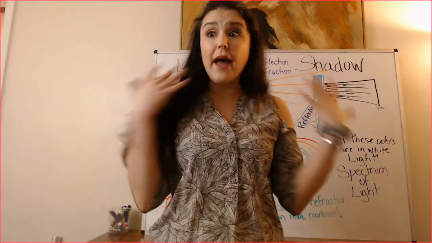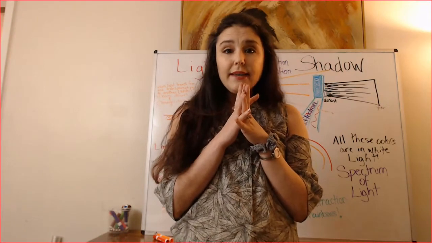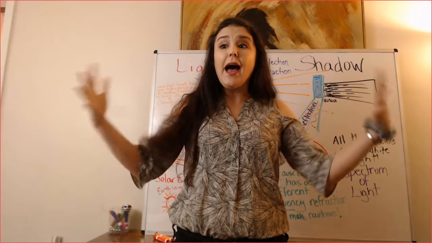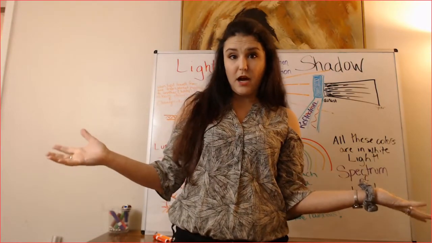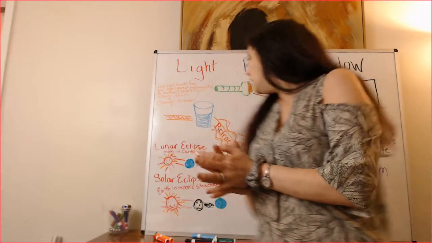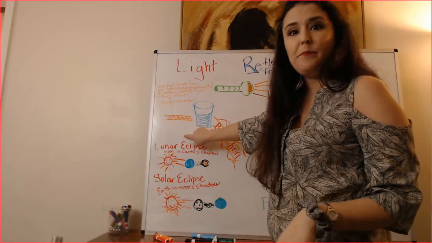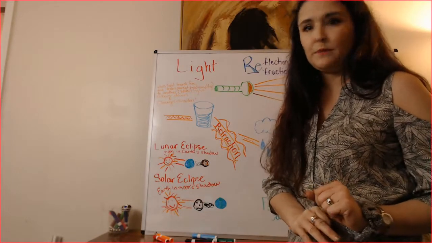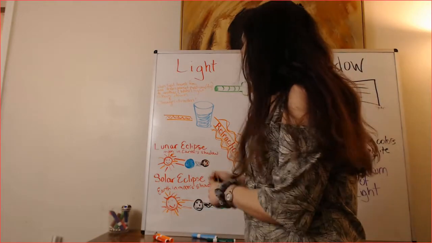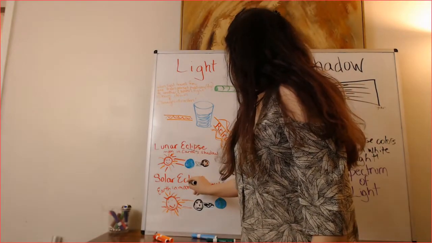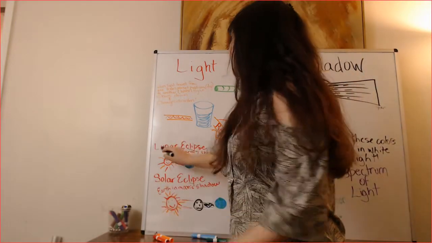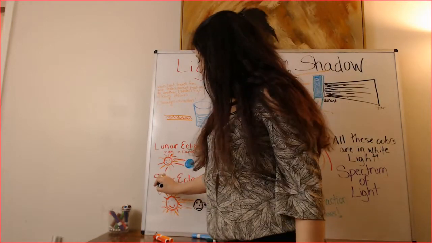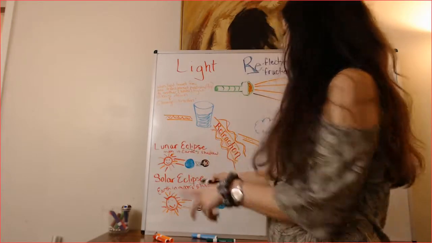Oh, I almost forgot. I can't forget the most cool shadows in our entire solar system. I want to talk about a lunar eclipse and a solar eclipse. Remember, look for the parts that are the same. Eclipse is the same word. Lunar means moon. Solar means sun. See? S like sun. Solar eclipse.